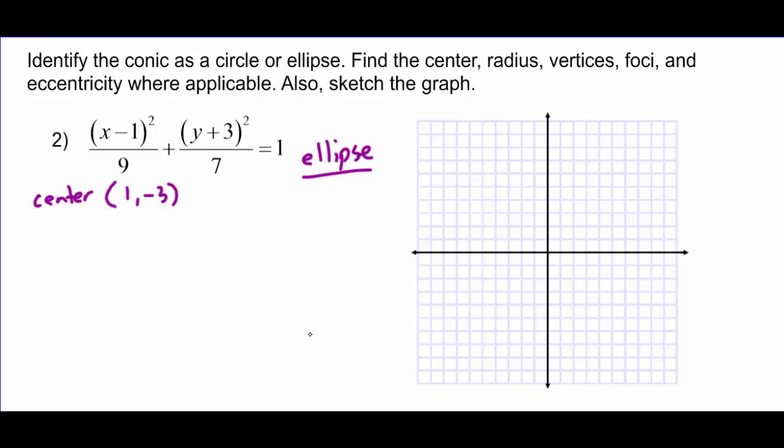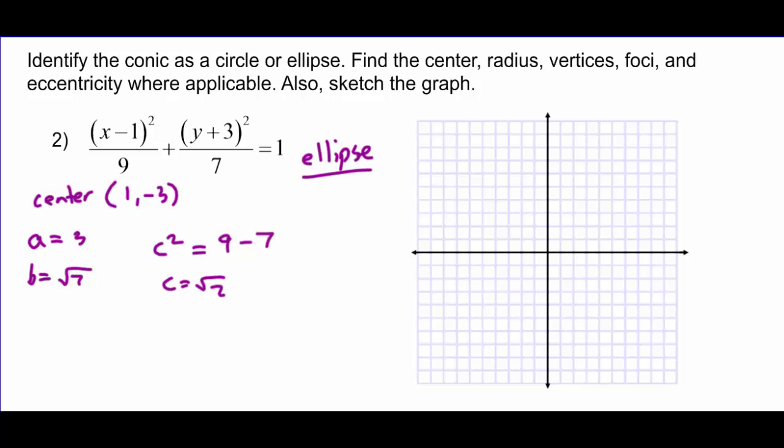Okay, so we found the center. Radius doesn't apply. We're going to need to find vertices, foci, eccentricity, and sketch the graph. All right, our a squared term is 9, so that means a is equal to 3. Our b squared term is 7. That means b would be the square root of 7. We might as well go ahead and find c. So we know c squared is equal to a squared minus b squared. So c is going to be the square root of 2.